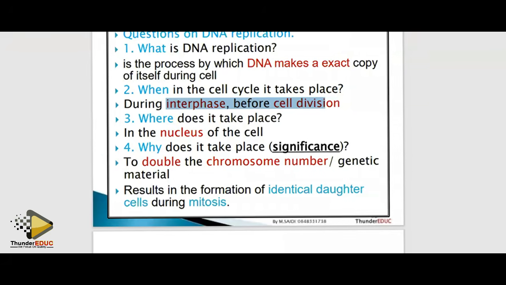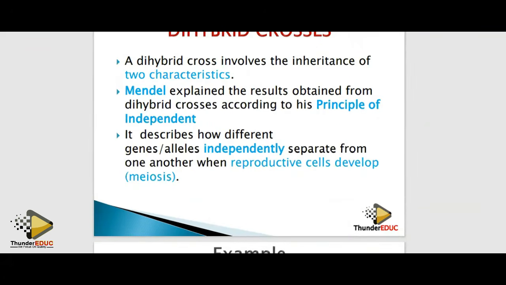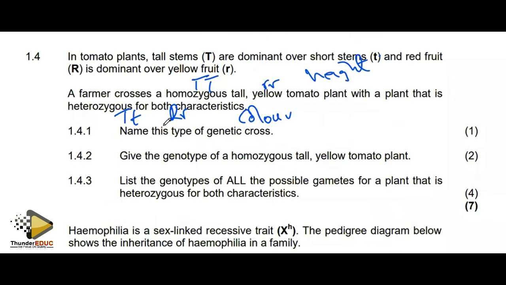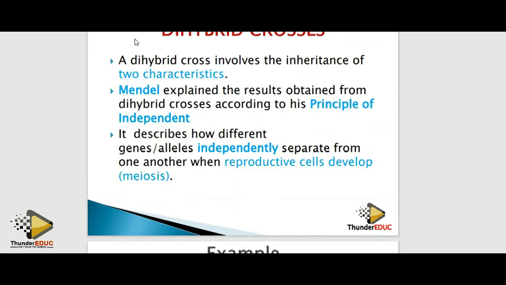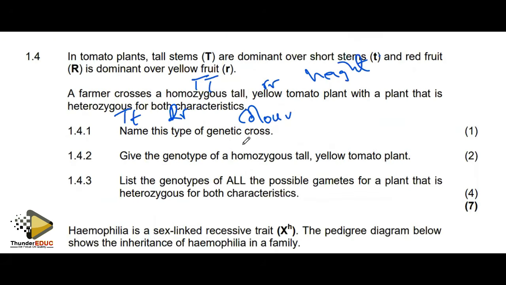Where do you get it in our booklet? We get it from: a dihybrid cross involves inheritance of two characteristics. You have the height and the color, two characteristics. So in a dihybrid cross, a cross involves two characteristics, and then they say give the genotype of a homozygous tall and yellow plant. We have seen homozygous tall, which is capital T, and then yellow, which is recessive, so it's going to be small.